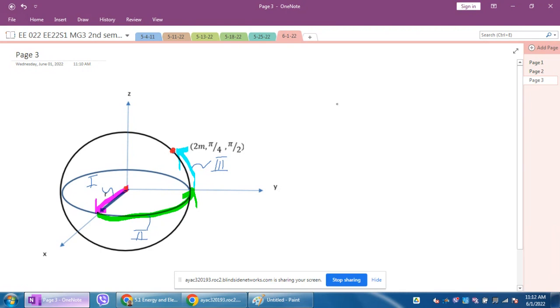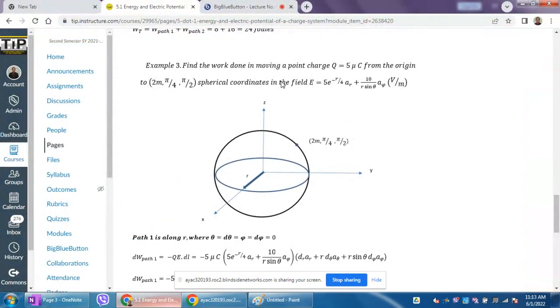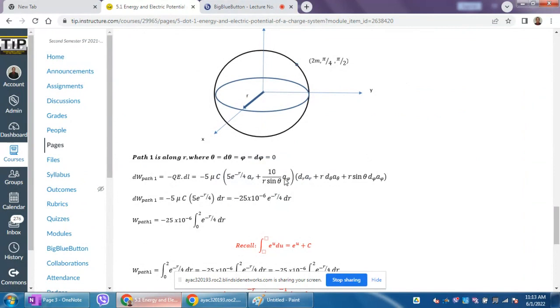Okay. So, ang formula natin, ganun pa rin. Differential work is equal to negative Q E dl. Okay. So, pansinin niyo po yung given natin. Balik tayo dun sa, okay, so 5 microcoulomb, 5 times 10 raised to negative 6. Tapos ito po yung ating electric field. So inilagay na po dito, ayan.